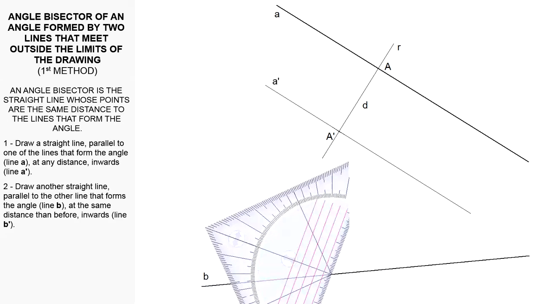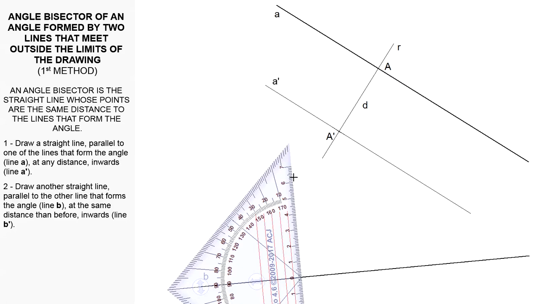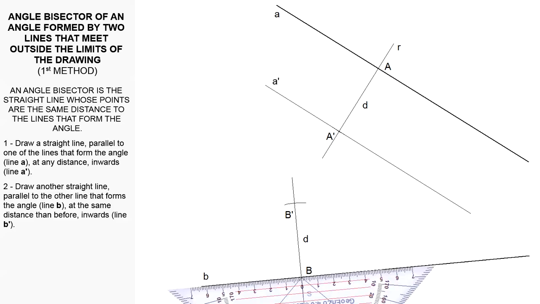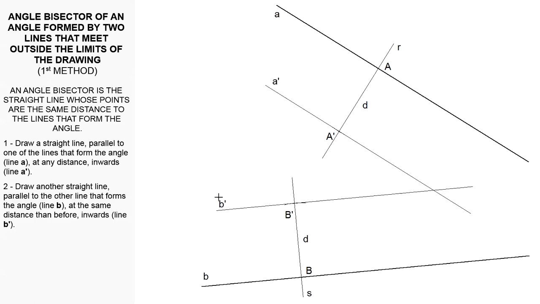Now we have to do the same on straight line B. We draw a line that is perpendicular to line B wherever we want. This straight line S, perpendicular to line B, meets line B at point B. From point B and on line S, we take, using the compass, the same measure we took before, marking this point B1 on straight line S. We have to draw now this line B1 that goes through point B1 and is parallel to line B. So every point on this straight line B1 is the same distance to straight line B.